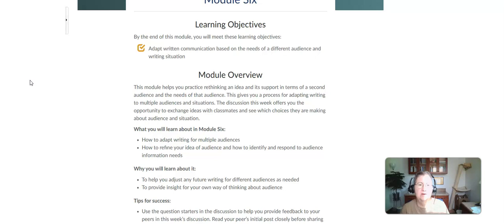so it's very focused. The module is focused on, here's the learning objective: adapt to different communication based on the needs of a different audience and writing situation. So up until now, we've been focusing on a single essay directed at one audience, being explored possible second audiences. But so far, we haven't really talked about what has to happen in the draft in order to address a second audience. So that's going to be the focus of this module, specifically the discussion that we'll be doing. This is a peer review discussion.